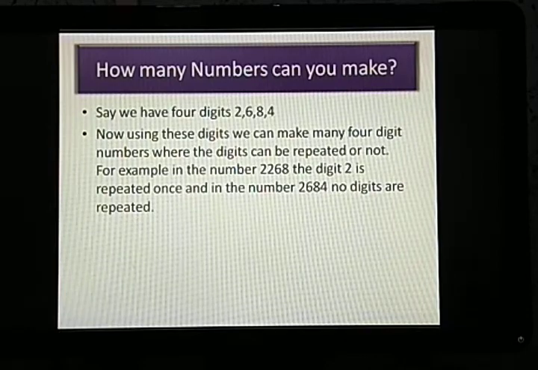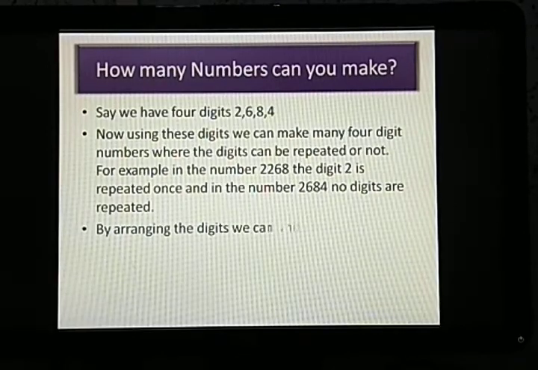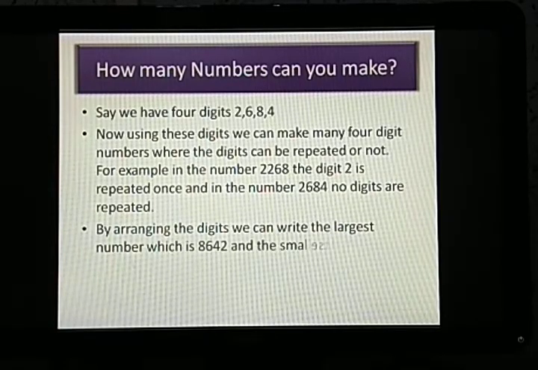But what if you have to find the greatest number or the smallest number? In that case, we might not repeat the digits, because if we do, then the numbers may be different. If you just have to find the largest and the smallest number by using these 4 digits, then obviously the largest number will be 8642 and the smallest number will be 2684, that also without repetition.